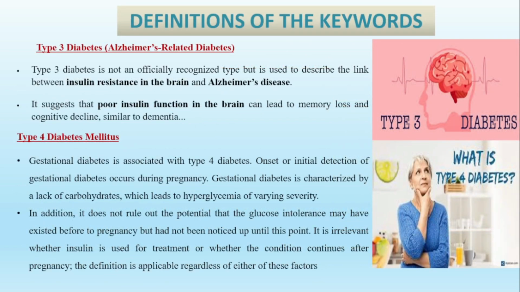Now, type 3 diabetes. Type 3 diabetes is not an officially recognized type, but is used to describe the link between insulin resistance in the brain and Alzheimer's disease. It suggests that poor insulin function in the brain can lead to memory loss and cognitive decline, similar to dementia. We can say dementia.